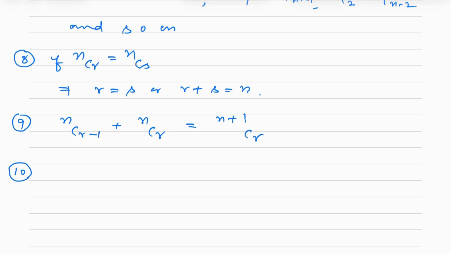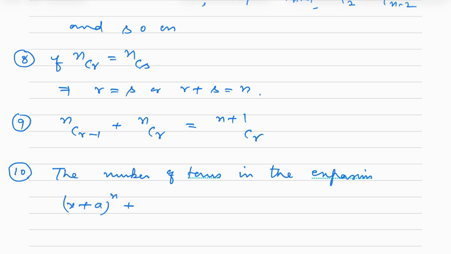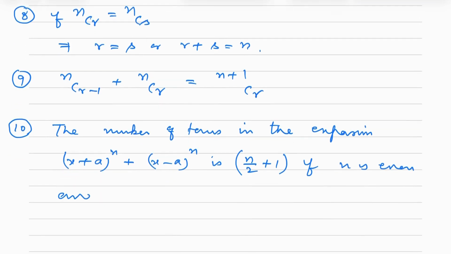10th point is, the number of terms in the expansion (x + a)^n + (x - a)^n is n/2 + 1 if n is even, and (n+1)/2 if n is odd.